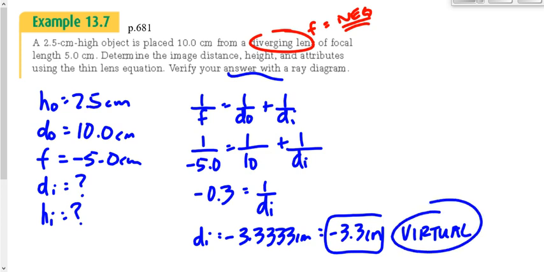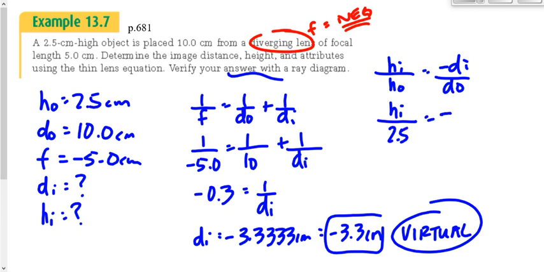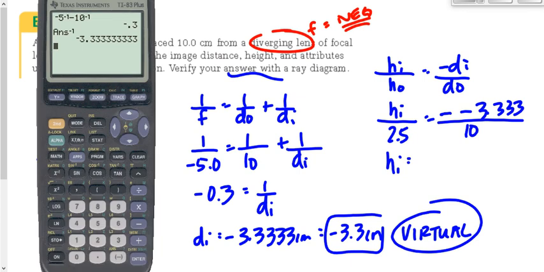Now let's get HI. HI over HO equals negative DI over DO. That's two parts to my magnification equation. HI is what we're looking for. HO is 2.5, equals negative, because it's negative DI, negative of negative 3.33. DO is 10. Let's figure this one out. Negative 3.33 divided by 10 times 2.5 gives me 0.83.